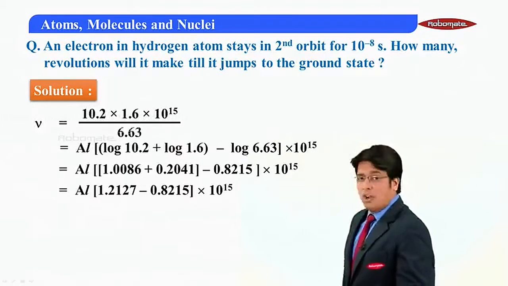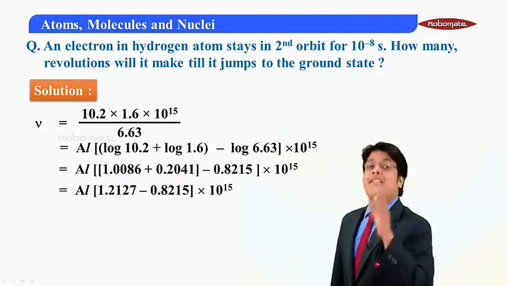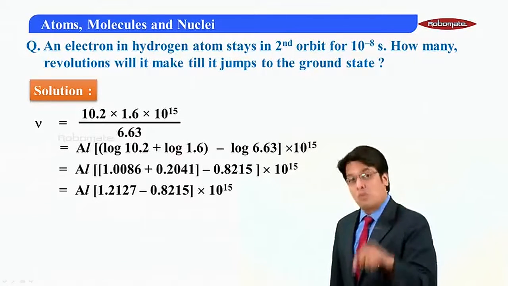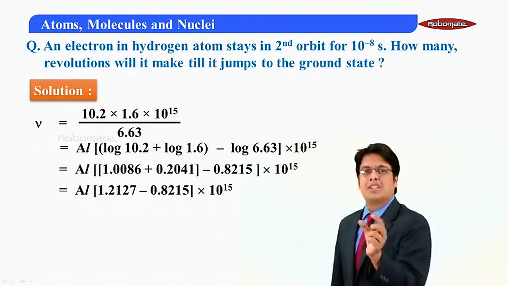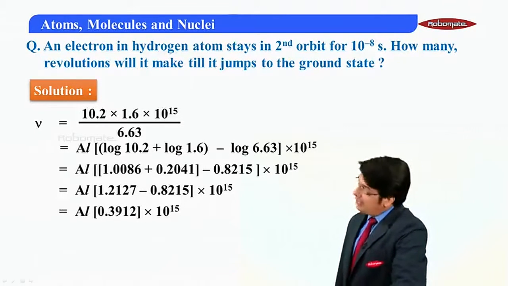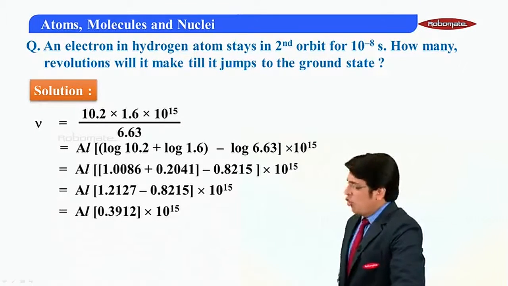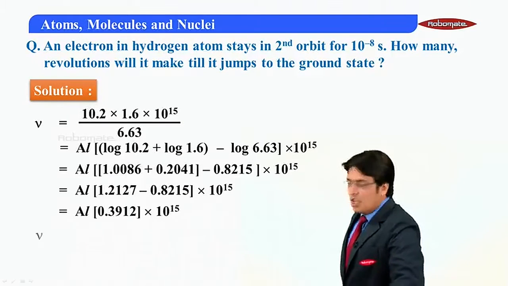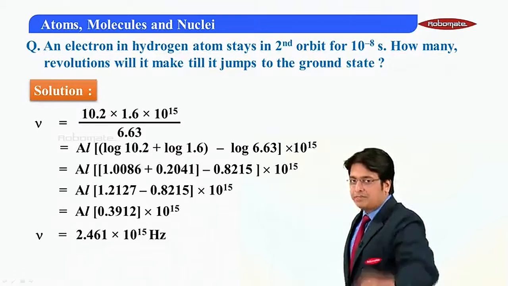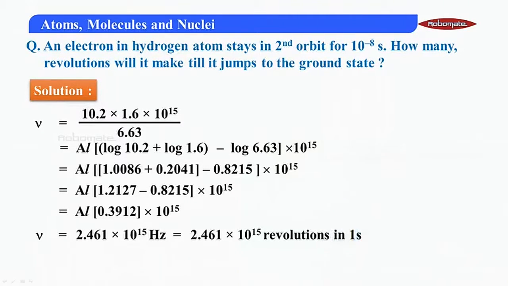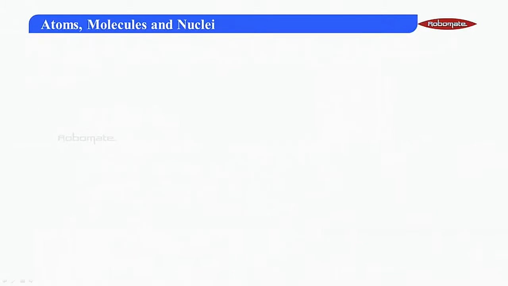And after finding the log, we need characteristic and mantissa. Characteristic means number of digits before the decimal minus 1. And mantissa is to group the digits and find it in the log table. After subtracting it, I will get so and so number. So in 0.39, go to 1 and then to 2. What you get is this number, don't you? And this is your frequency. Ladies and gentlemen, these many revolutions in 1 second.